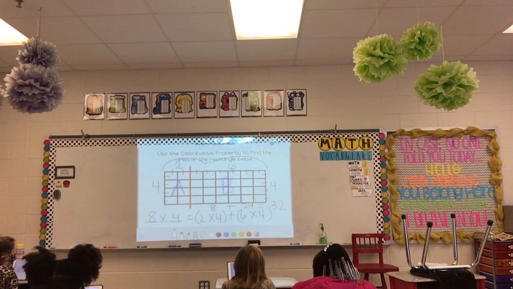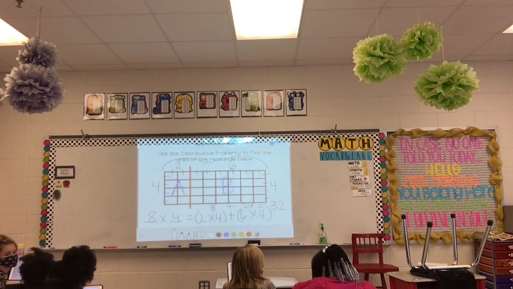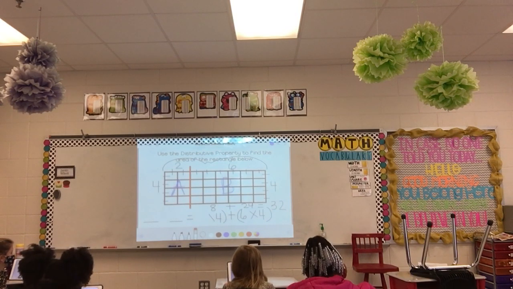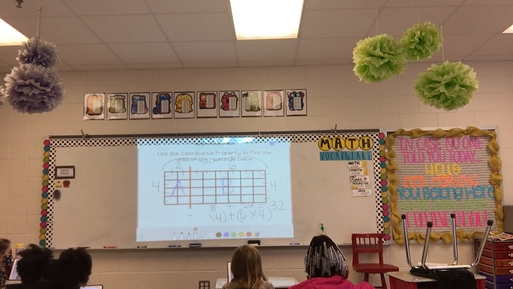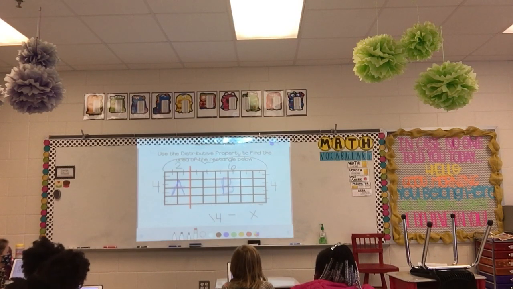So if you went and counted all these squares, you would count how many total squares on the inside? 32. Okay, I'm about to erase all this stuff right here. You keep it on yours. And I want to look at something.